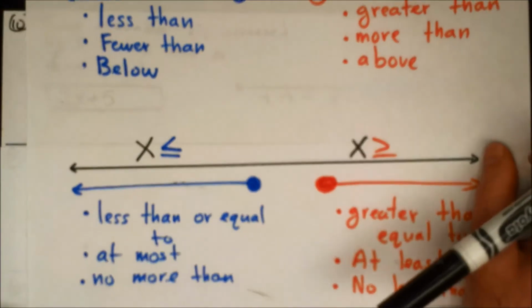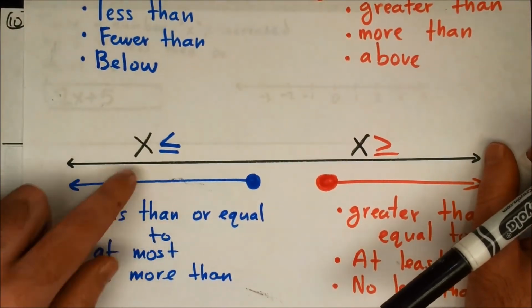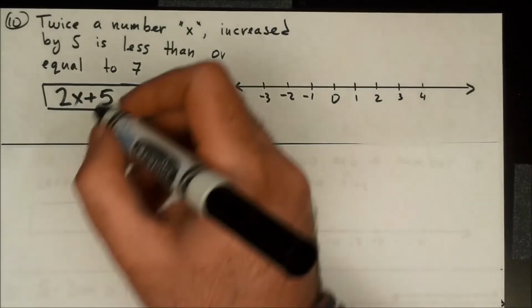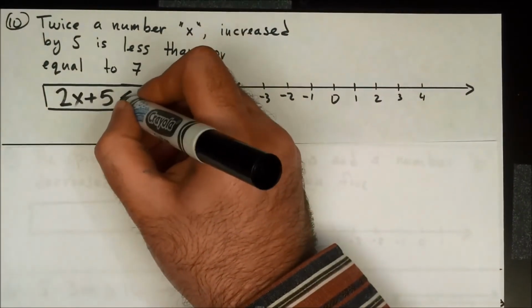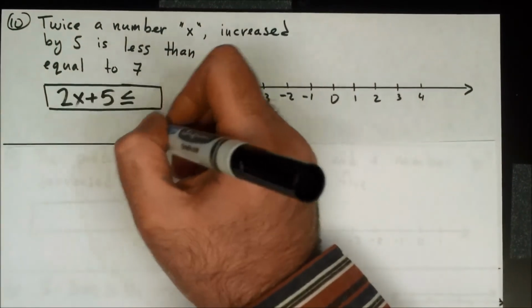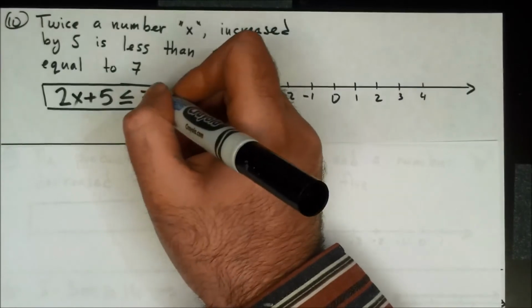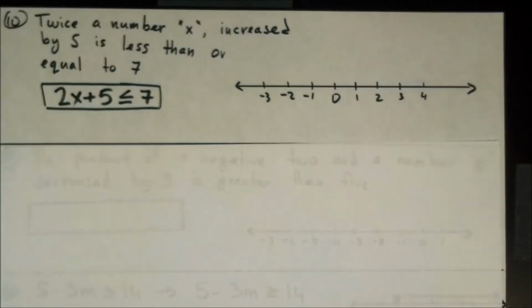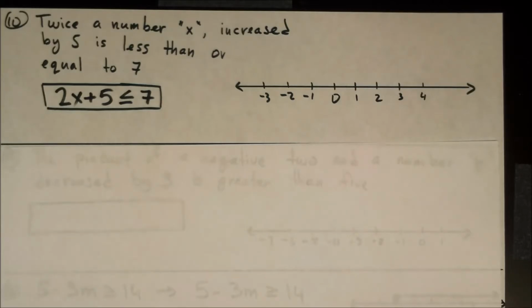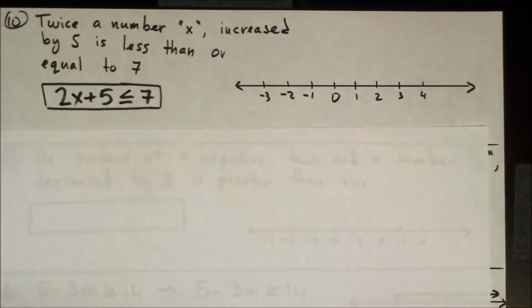Remember this? Less than or equal to: sharp end towards the variable. Sharp end in the general direction of the variable, because the variable's here, and 7. And that's how I would translate it. I didn't give you a whole lot of space to solve it, and I didn't give myself much space either, so I'm in the same boat as you. My first step, I would subtract 5 from both sides.